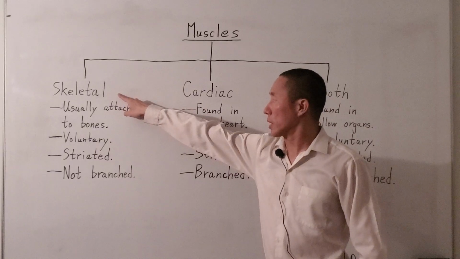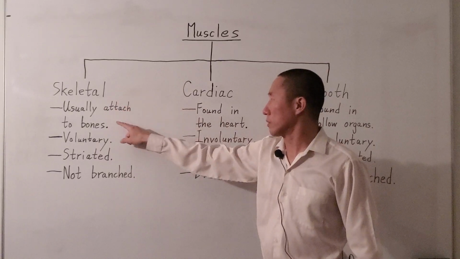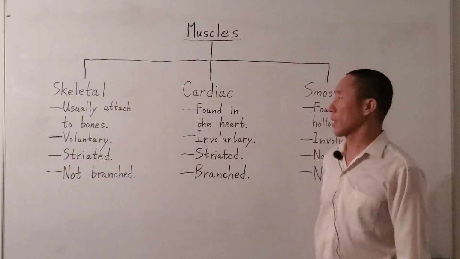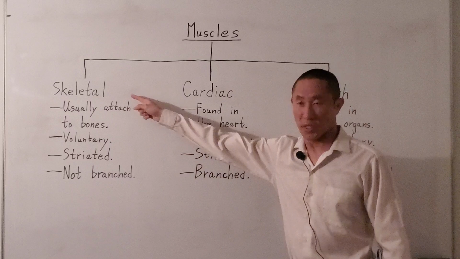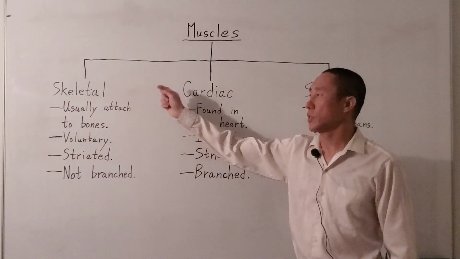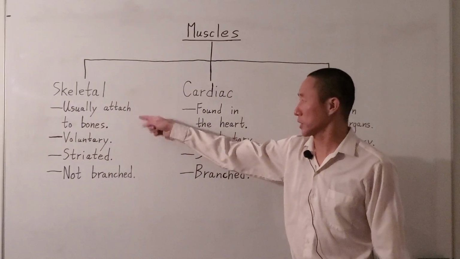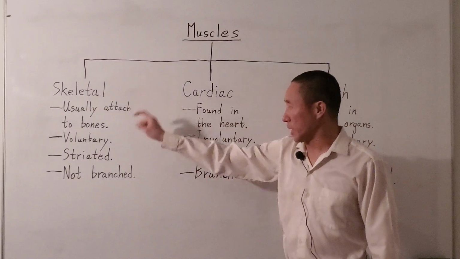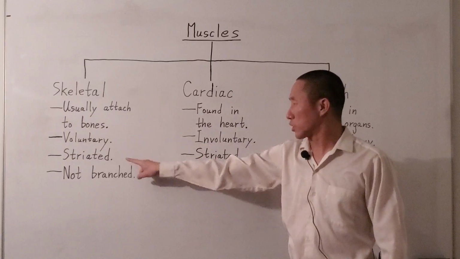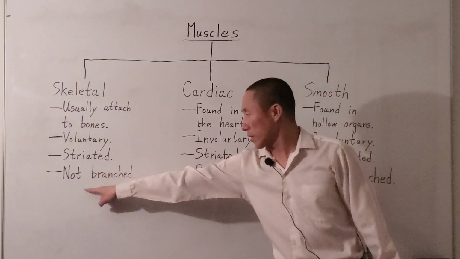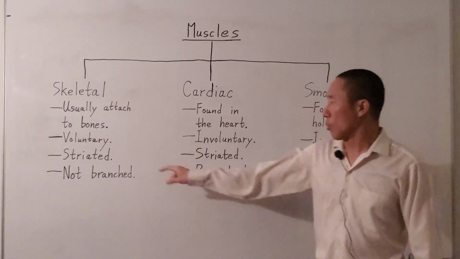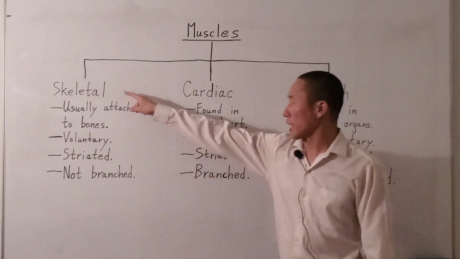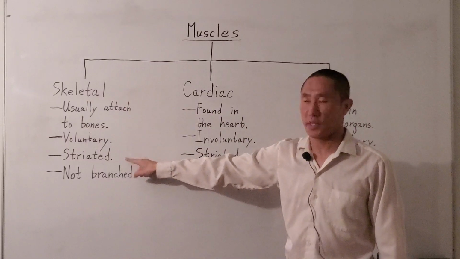Skeletal muscles are usually found near bones, so they usually attach to bones. And if you look at the word, it makes sense. Skeletal means bones, so you can usually find them around the bones, attached to bones. Now, skeletal muscle is voluntary, striated, and not branched. What does the word striated mean? Striated means stripes. So skeletal muscle has stripes.